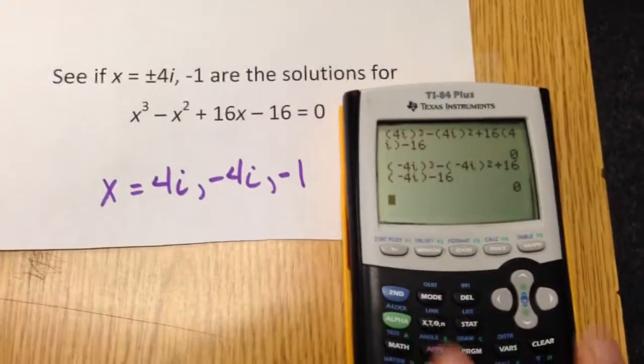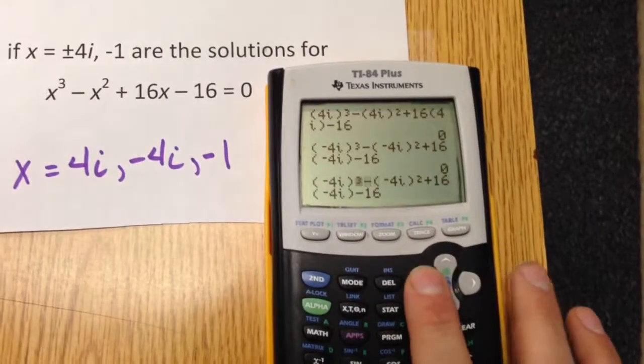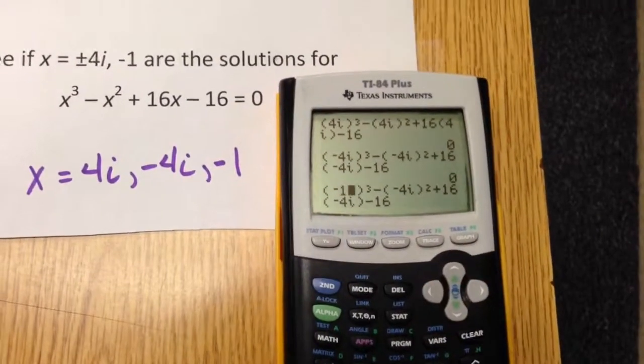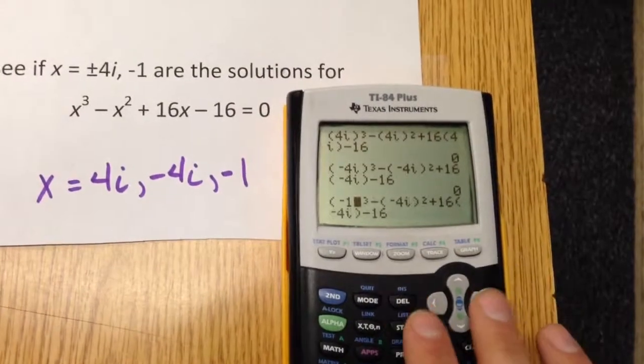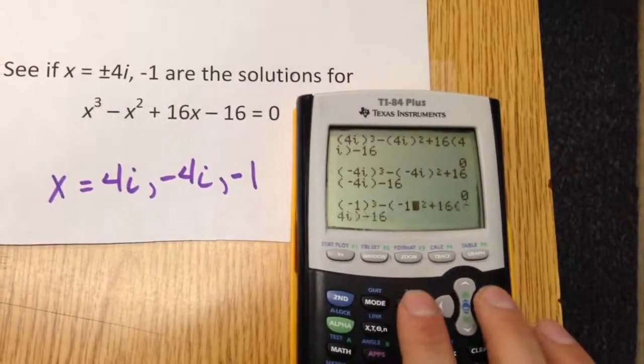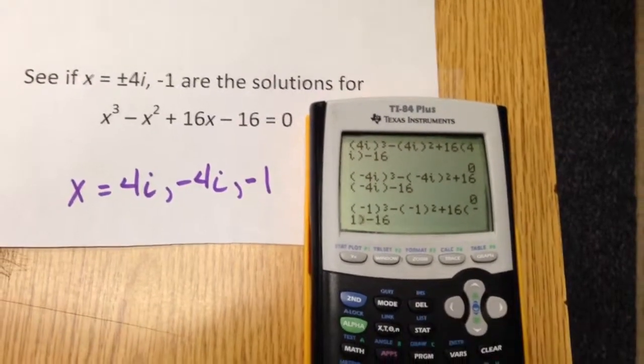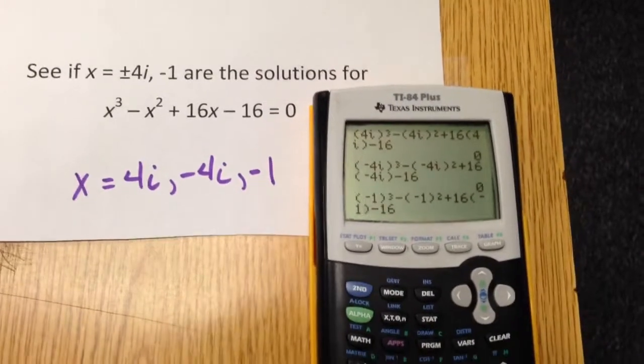One more to test, y'all. It's got to be that negative 1. So let me do the second enter again to bring my entry back up. And let's replace all those negative 4i's with negative 1's. So negative 1, that i's still there. Let's delete it out. Negative 1, delete that i. Negative is already there. 1, delete that i. And if all goes well, y'all, we should get 0.